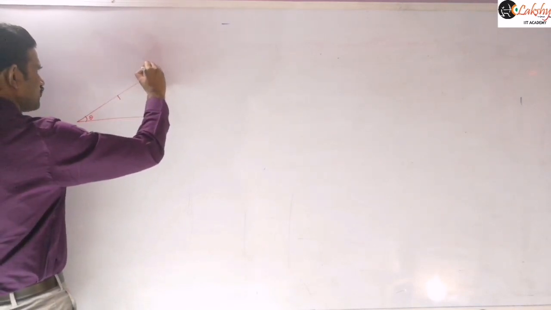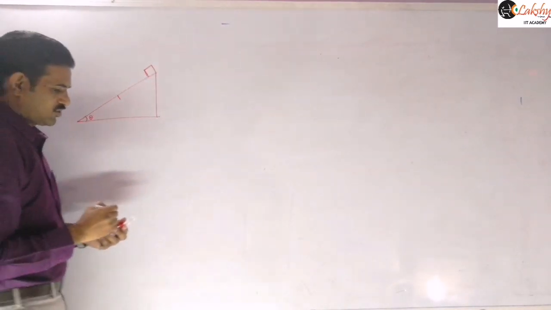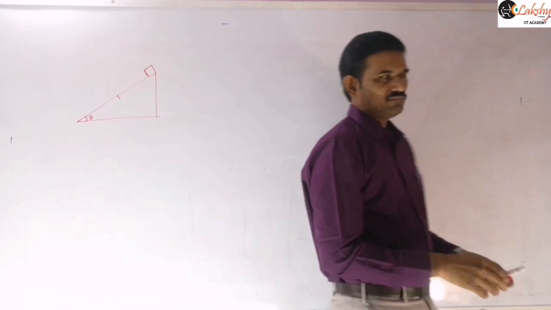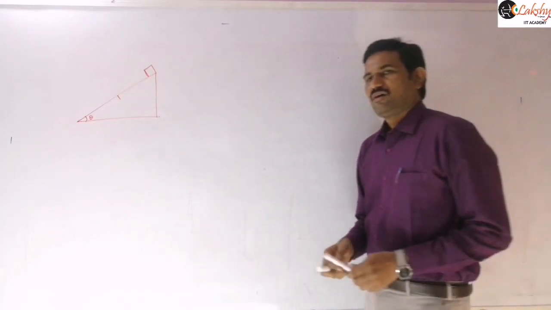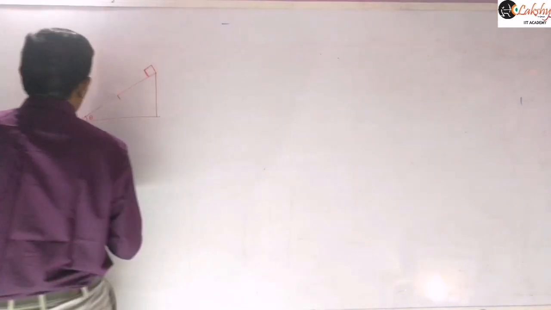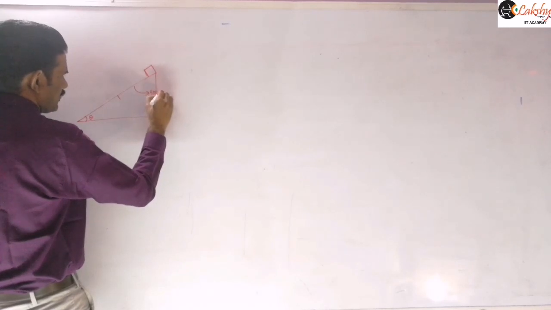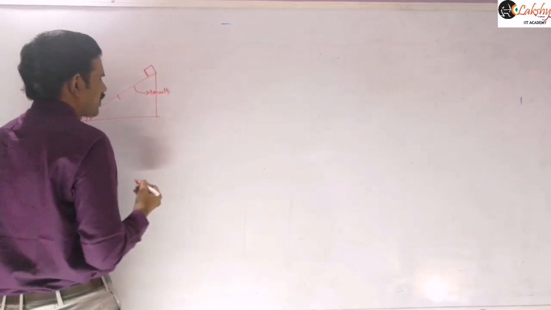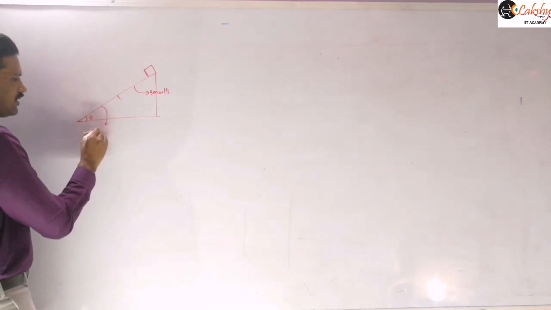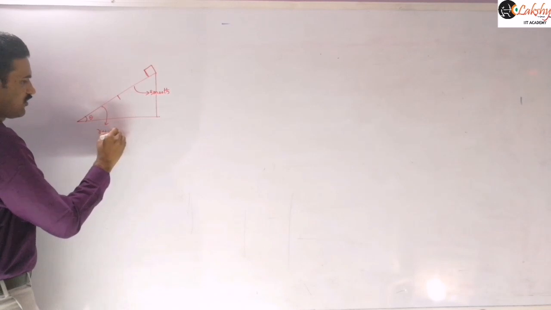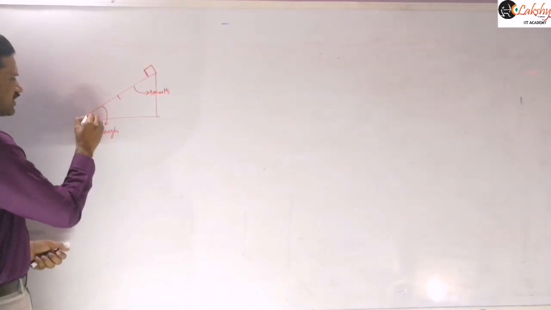A small block of mass m is released from the top of an inclined plane of inclination theta. The upper half of the inclined plane is smooth and the lower half of this inclined plane is rough.